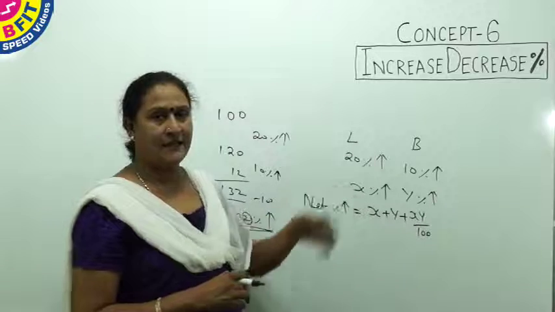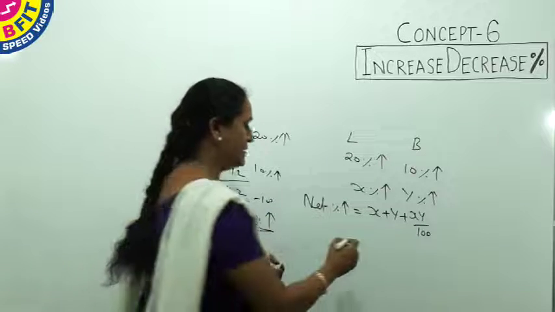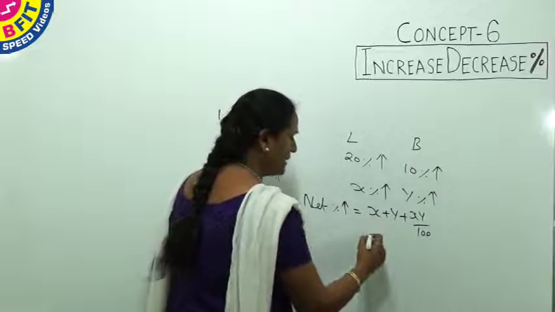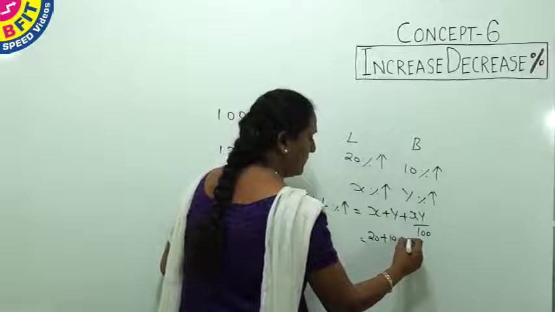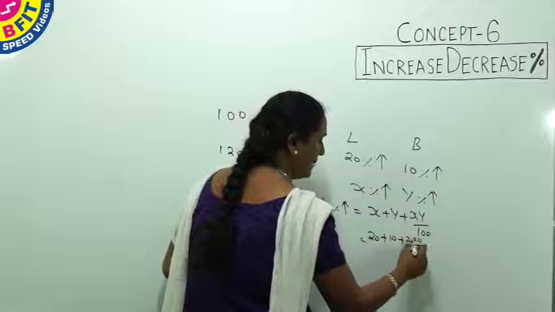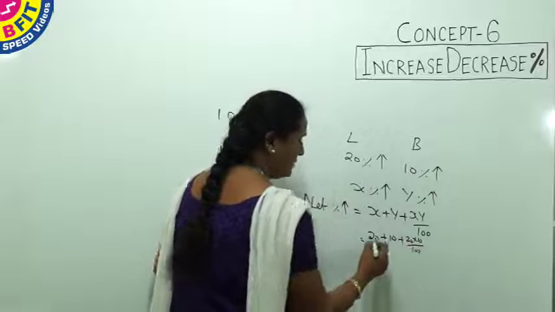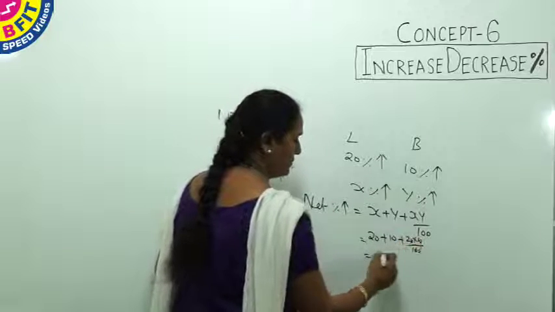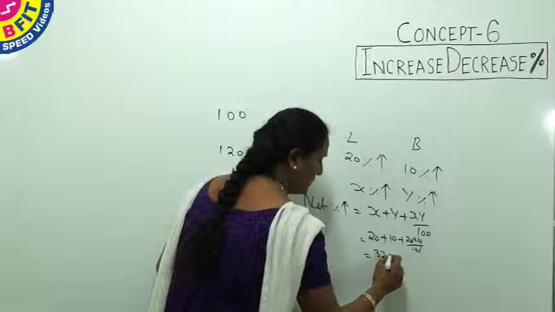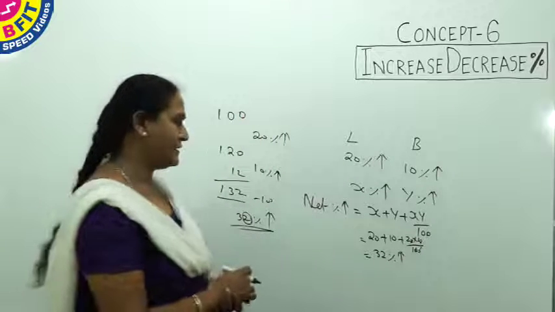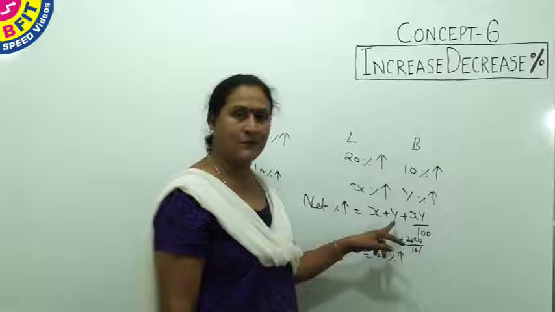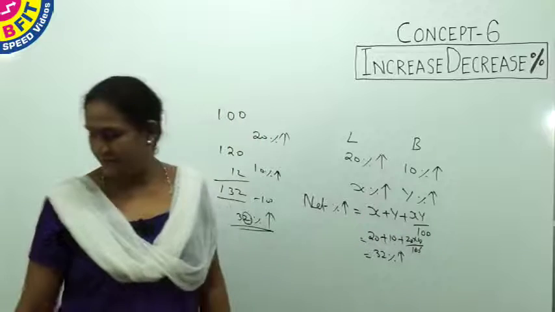So for 20 and 10, what will be the increase percentage? We can just use X plus Y plus XY by 100. So 20 plus 10 plus 20 into 10 by 100, which is equal to 30 plus 2, 32% increase. So whenever area increase is asked, just use X plus Y plus XY by 100.